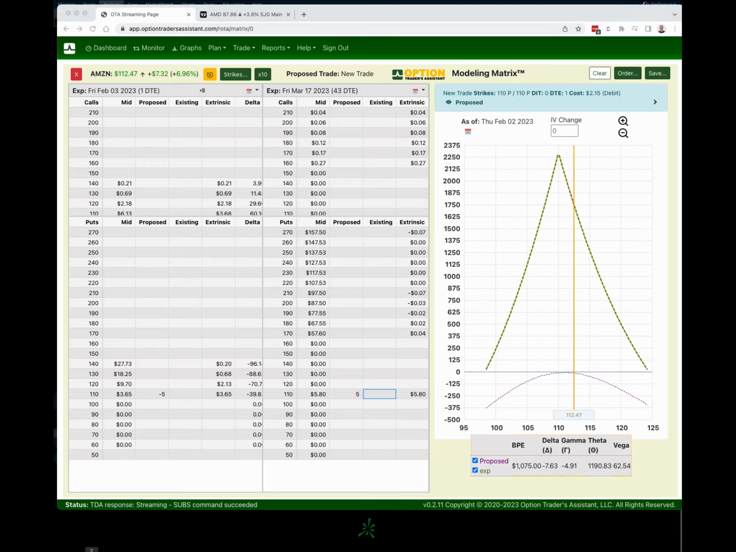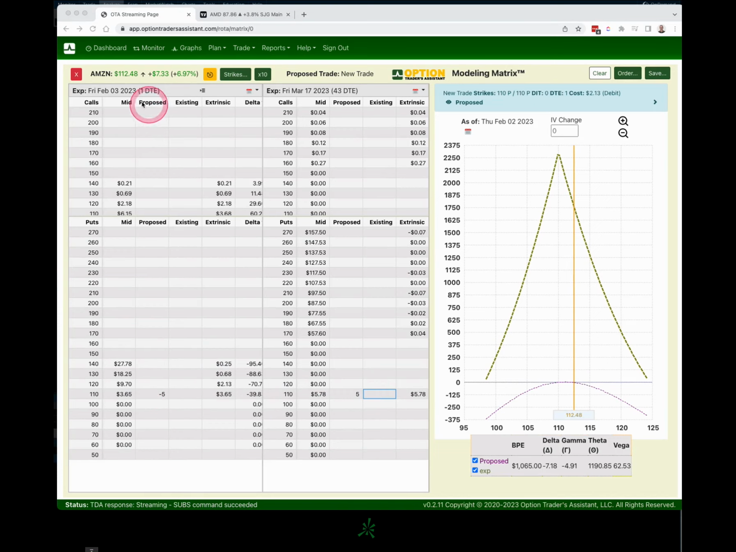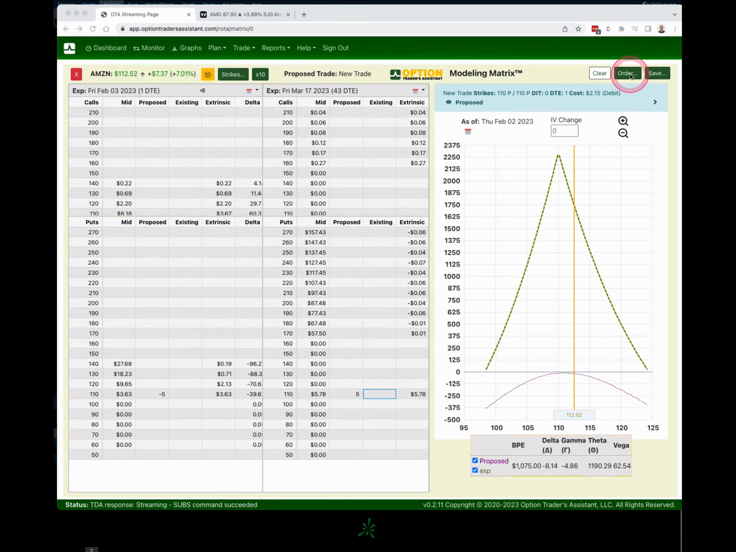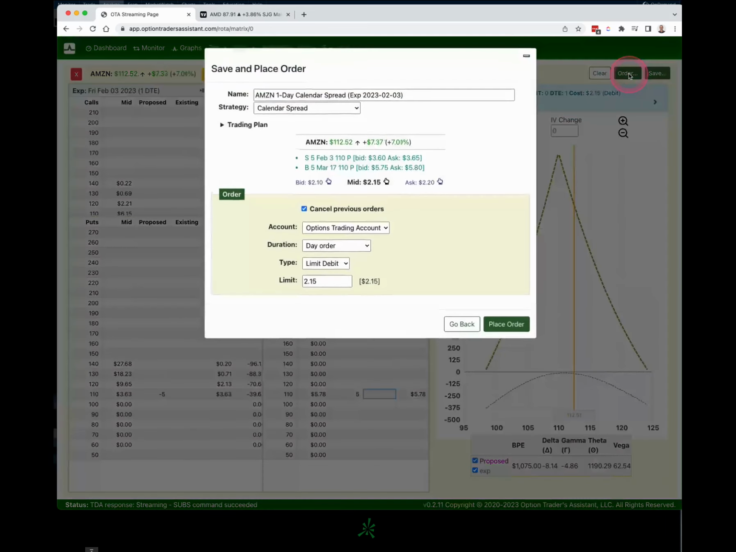All right, so here we are with Option Trader's Assistant. I've got this trade set up here. So we're going to be selling the February 3rd, that's tomorrow that they expire. And then we're buying out in March 17th, 43 days out. And I think that's about it. We're going to do 5 of them. Let's put that order out.